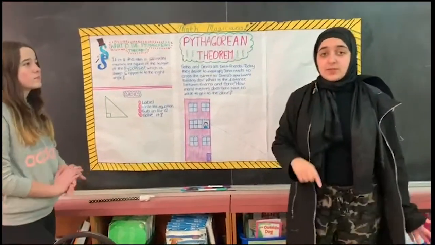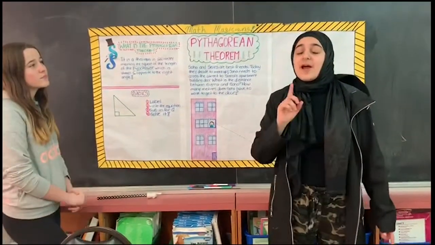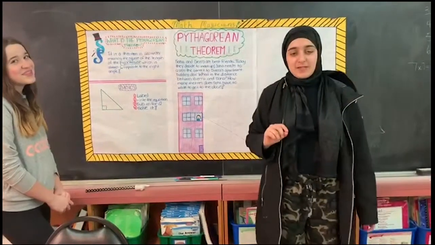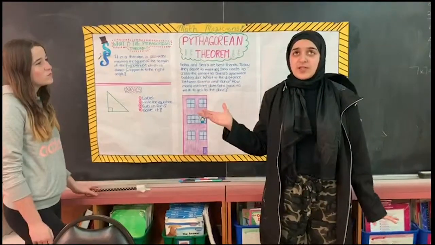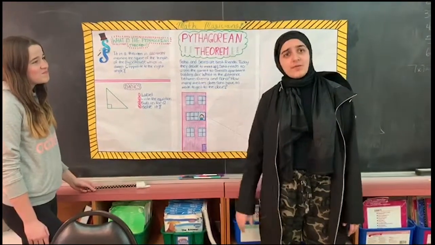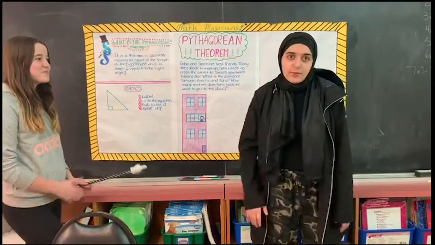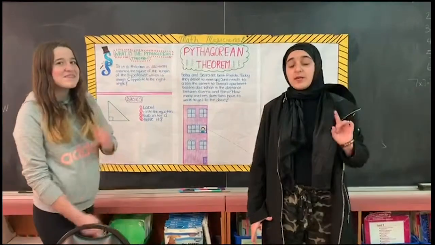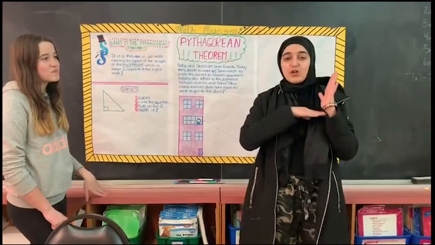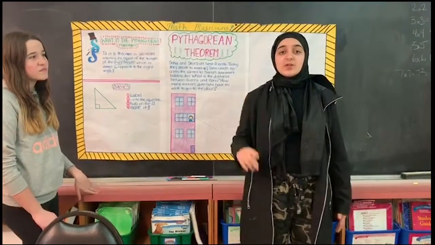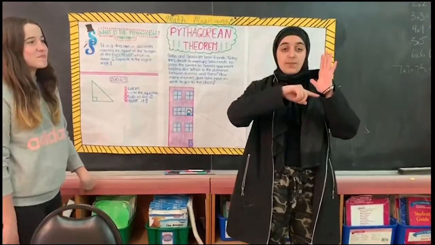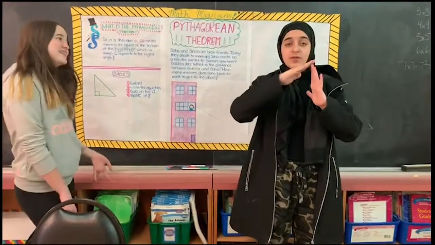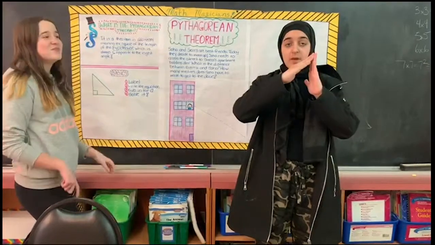It is a theorem that was created by a man named Pythagoras in 650 BC. So he's probably just sitting in his room thinking, how can I solve a right angle triangle? And then he just came up with the Pythagorean theorem. Well, this theorem can only be used for right angle triangles. And C is always the hypotenuse, which is always opposite to the right angle. So that is the Pythagorean theorem.